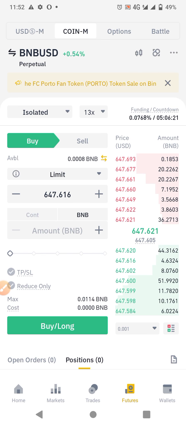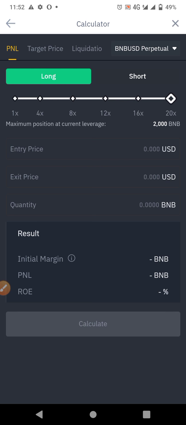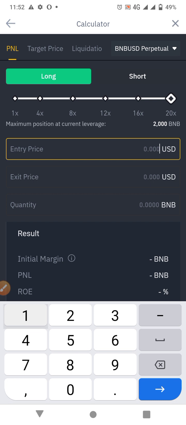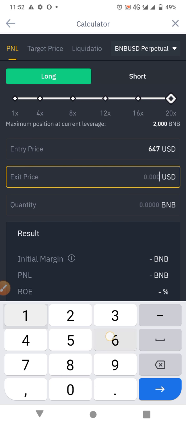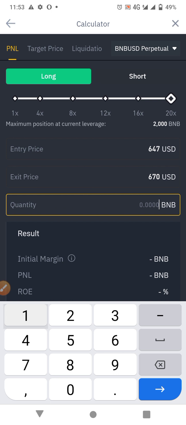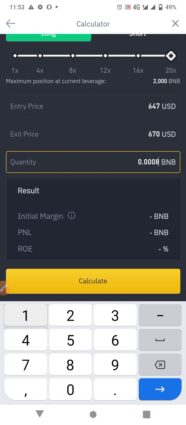So let's go back to the calculator. Now let me make some examples. Let me start with the first one, PNL. BNB is at $647 now. Let's assume that I entered at $647, and I buy long. I believe BNB will rise to around $670. And I used 0.008 BNB, that's the exact amount of BNB.